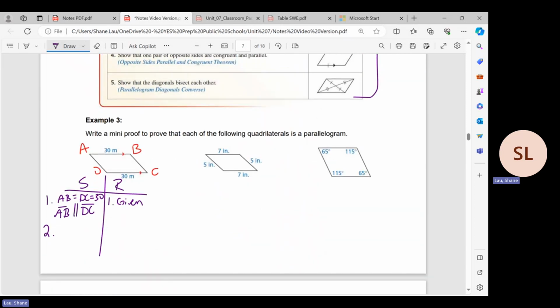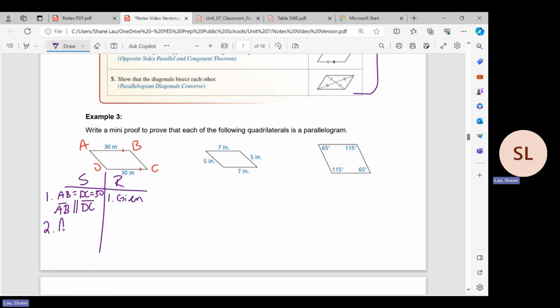So what we'll write here is we know ABCD is a parallelogram. Good. Then our reasoning is going to be opposite sides parallel and congruent. Okay, that's going to be enough for us. And that's our mini proof. We're done. QED if you want to.